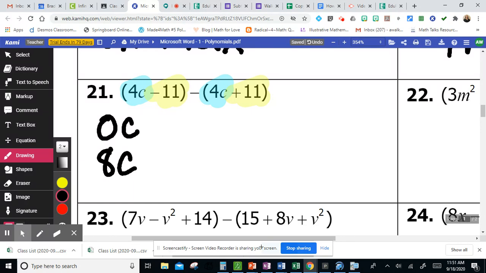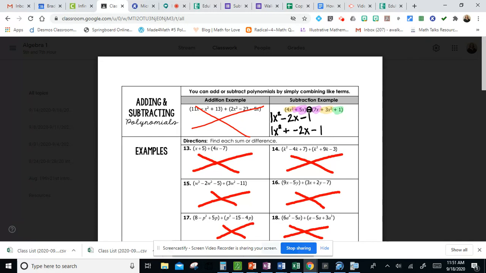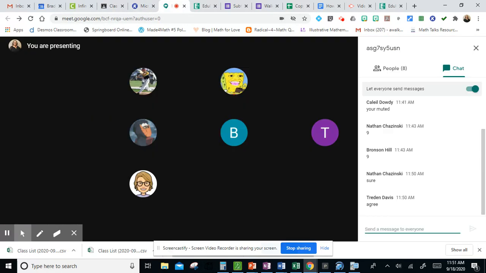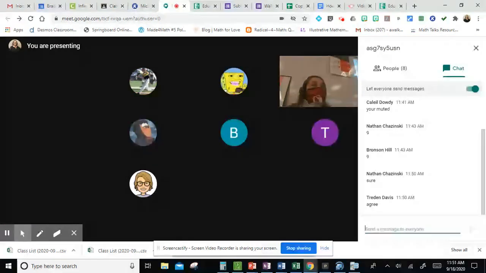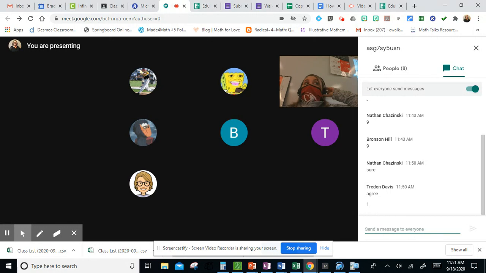Well, you are partially correct. You do get 0, right? 4 minus 4 is 0. But what invisible number is in front of our letters? What'd you get, Jason? A 1. Trey also said 1.